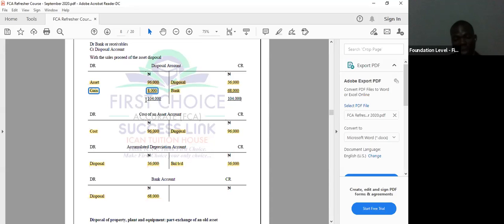So that is how we calculate gain or loss on disposal of an asset.